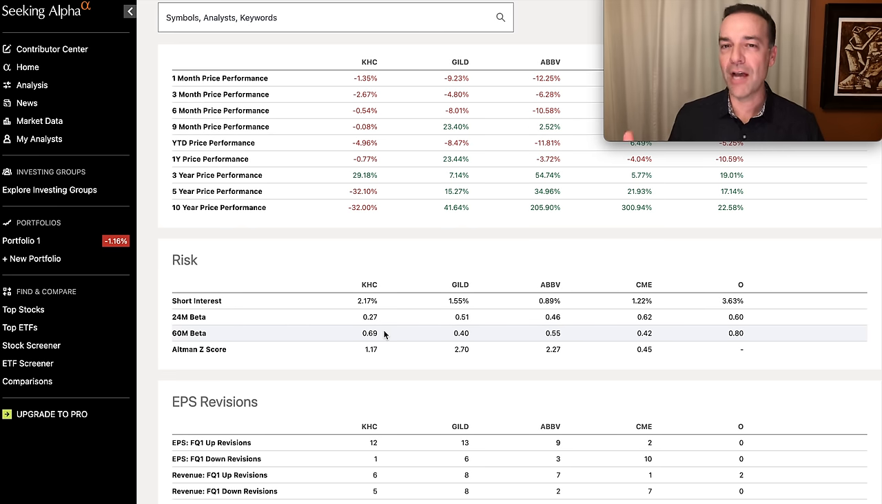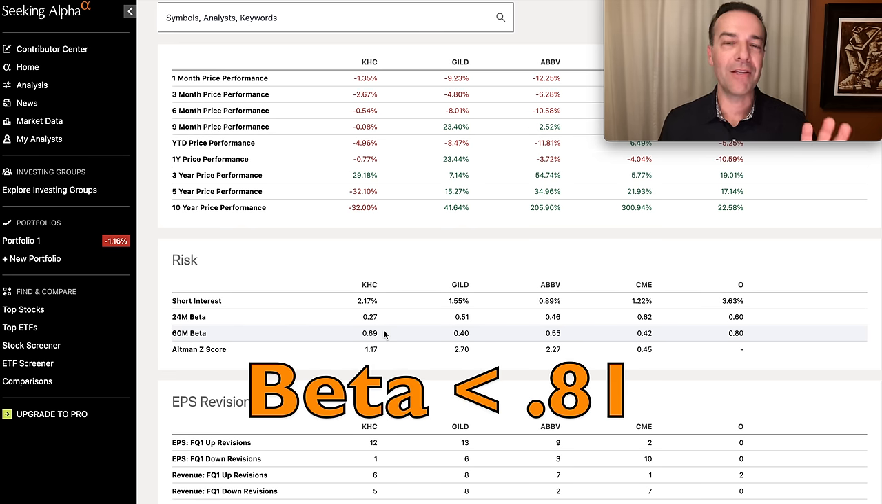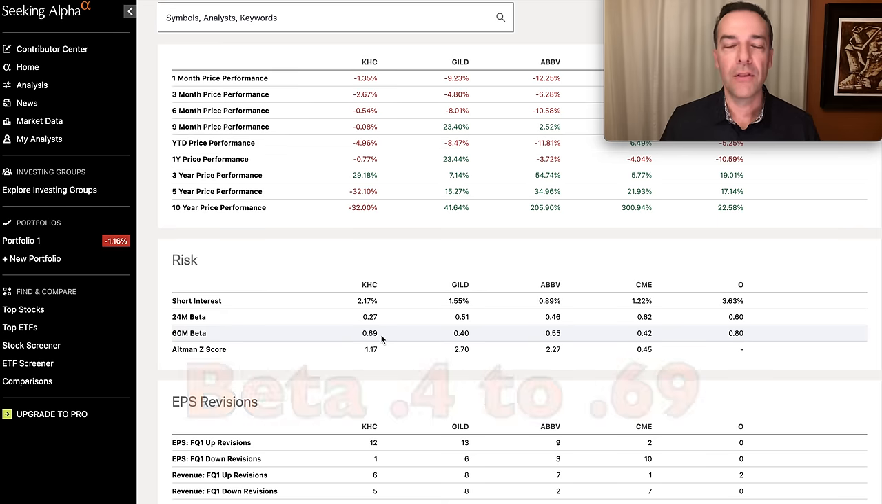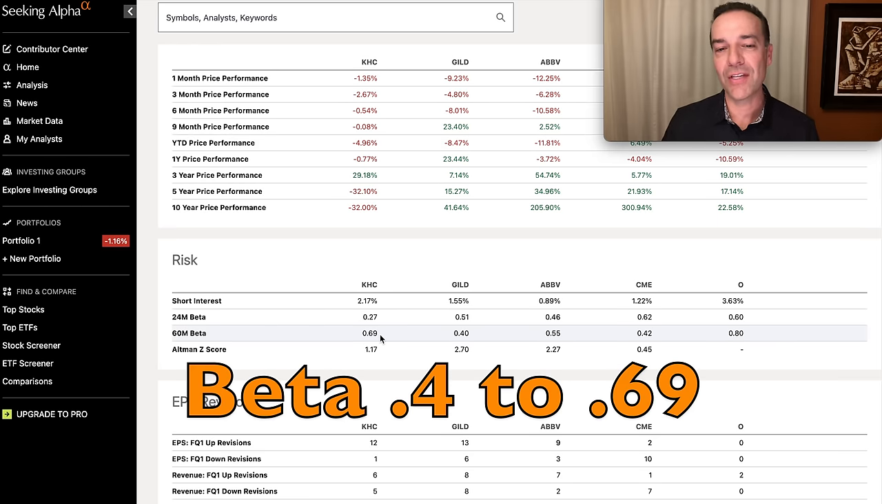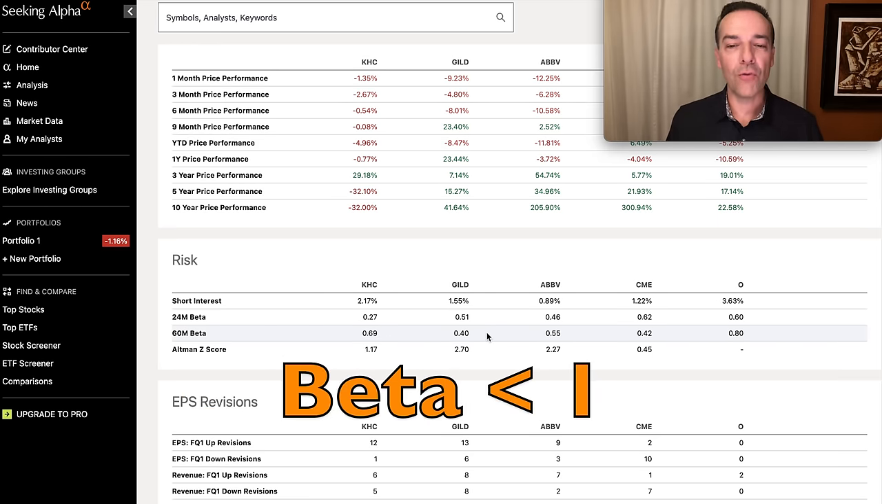Now let's look at a longer time frame when it comes to beta. Here in this longer time frame, again, all five of these top stocks have a beta well under one. In fact, only one of them has a beta over 0.7, and that's Realty Income at 0.8. The other four have a beta with a high of 0.69 in KHC to a low of 0.4 in GILD. So overall, our top stocks that made us the most money trading the optional trading strategy were stocks that had a beta well under one.